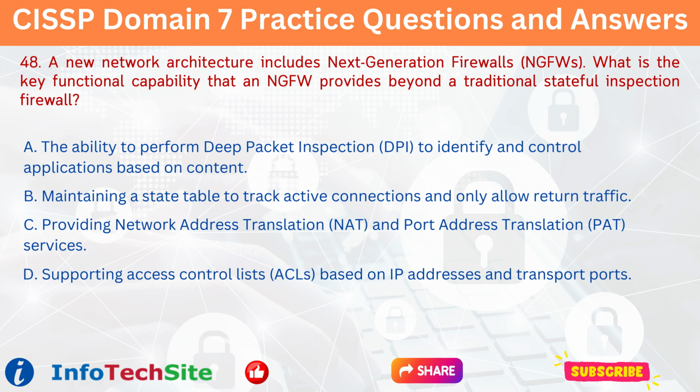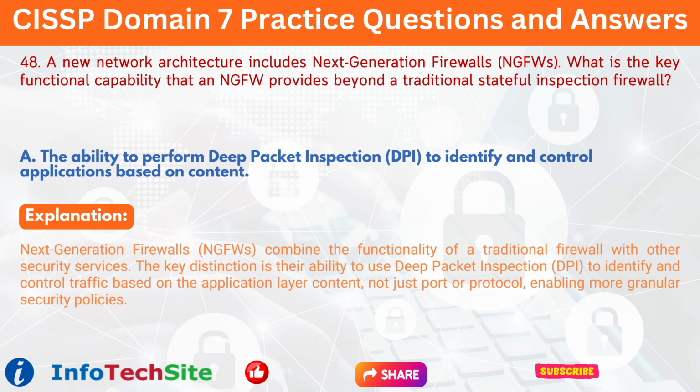B. Maintaining a state table to track active connections and only allow return traffic. C. Providing network address translation, NAT, and port address translation, PAT, services. D. Supporting access control lists, ACLs, based on IP addresses and transport ports. The correct answer is A. The ability to perform deep packet inspection, DPI, to identify and control applications based on content.